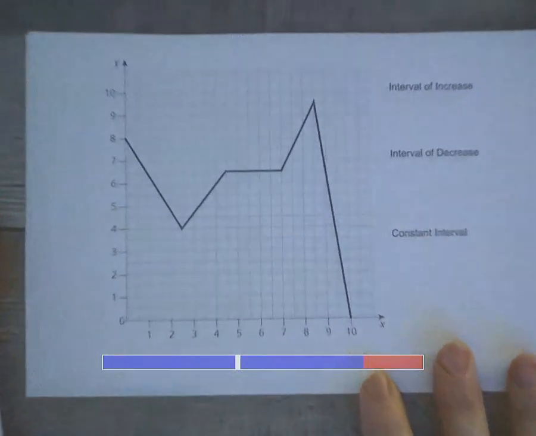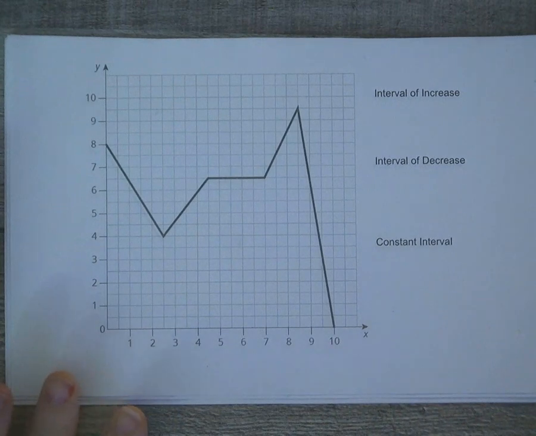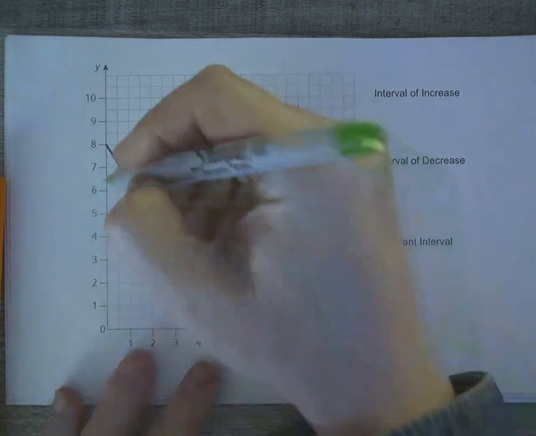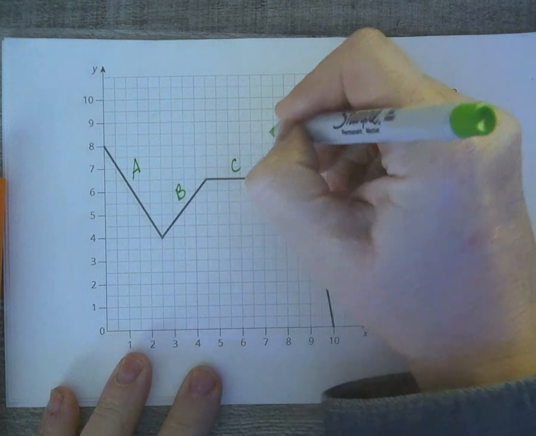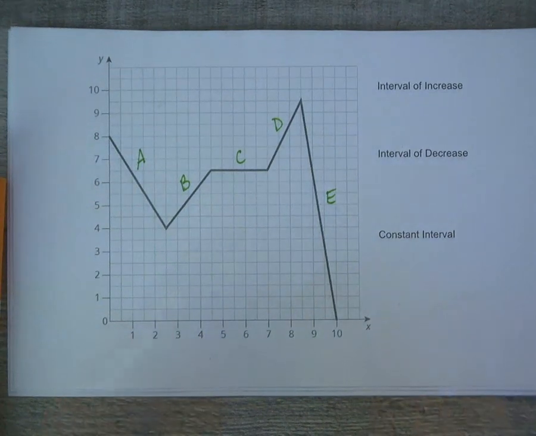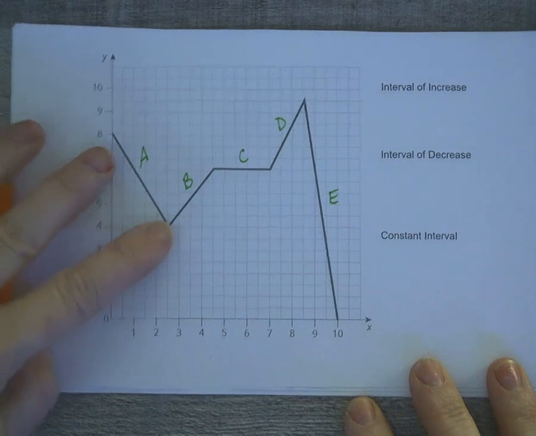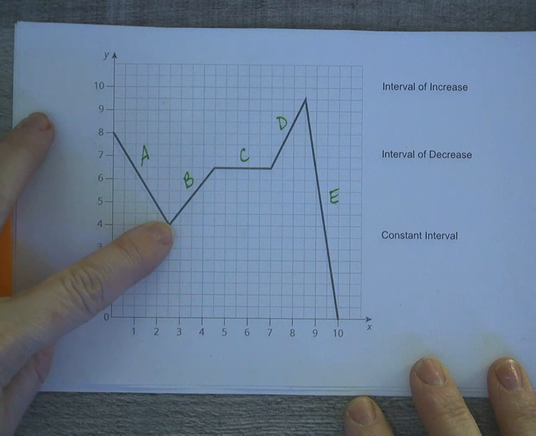Okay, we are going to talk about intervals of increase, decrease, and constant. So if you take your diagram here, just for ease of talking, we're going to label each section with capital letters so that we are all on the same page when we talk about different segments of this graph. And you guys have done a really nice job of understanding that segment A is a segment of decrease, because as we move from left to right, the graph is going down.